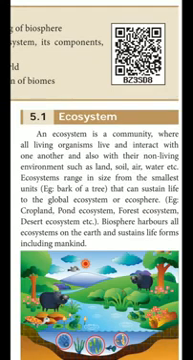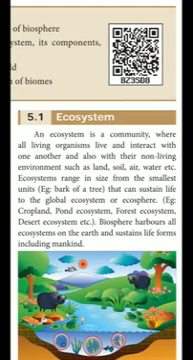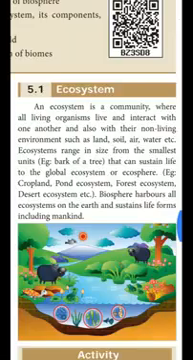So the ecosystem ranges in size from the smallest unit that can sustain life to the global ecosystem or ecosphere. For example, the smallest unit is the bark of a tree, and the larger ecosystems are cropland, pond ecosystem, forest ecosystem, desert ecosystem, etc. So the biosphere harbors all ecosystems on the earth and sustains life forms including mankind. So in this ecosystem, not only plants and animals, but also human beings are present.